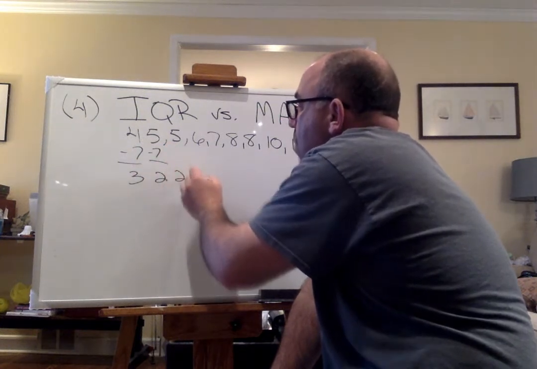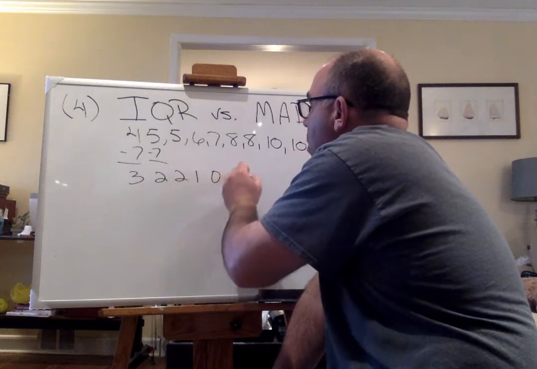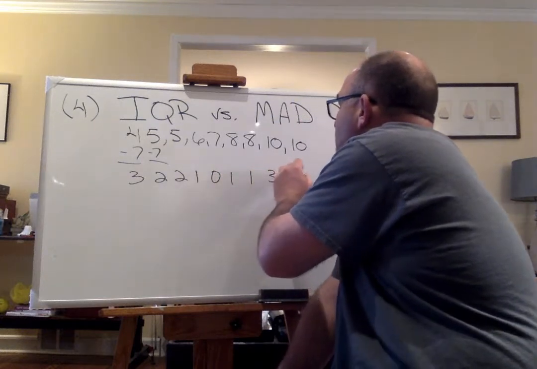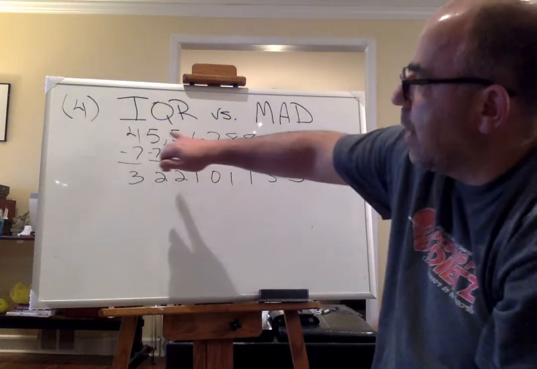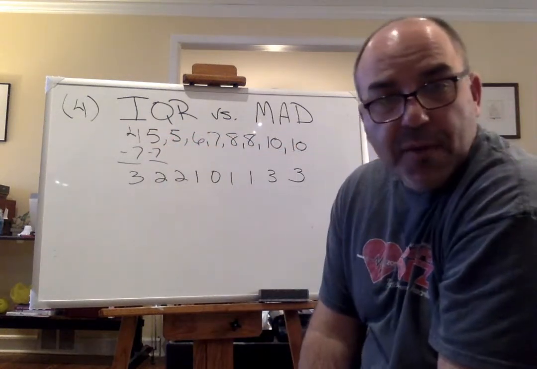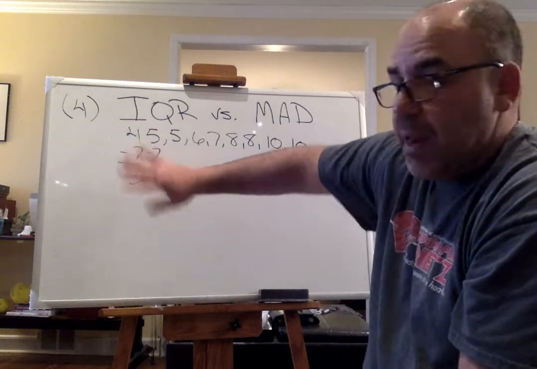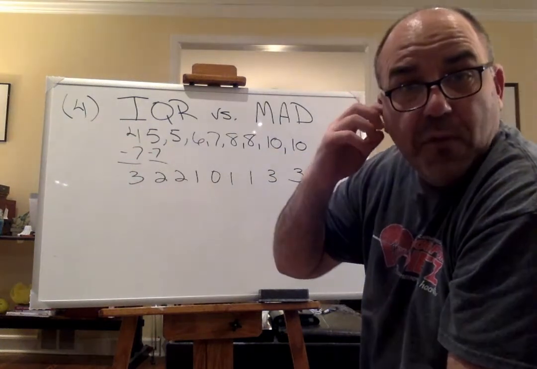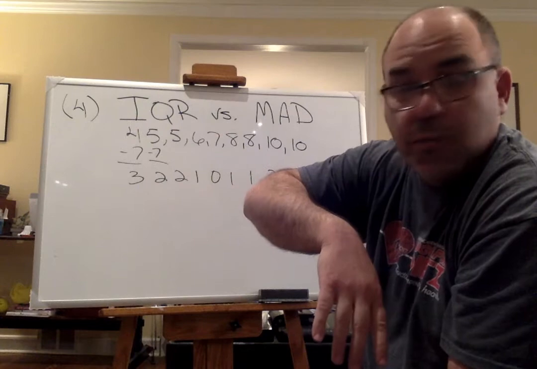2, 1, 0, 1, 1, 3, 3. Okay? All I did, again, I just subtracted each one of these numbers. I subtracted 7 from it. And again, I just made them all positive because I'm going to find the absolute value of each one, if you remember from, I don't know, 2 videos back.